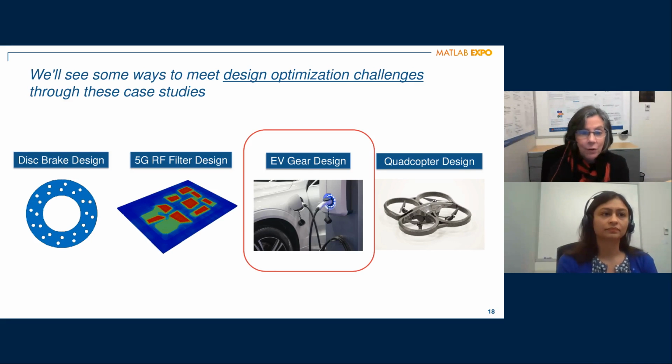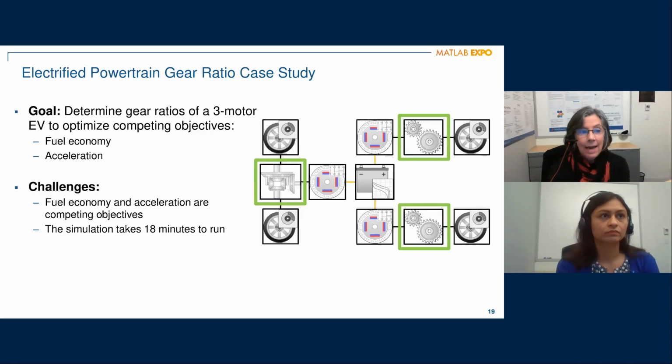Great. So in this next case study, we're going to look at a different way to handle computationally expensive problems. This case study was carried out by one of our automotive industry engineers, and he was working on an electric vehicle design based on one of the reference models in Powertrain Blockset. And the problem is to choose the gear ratio for the front gears and for the back gears. And you want to maximize fuel economy and acceleration.